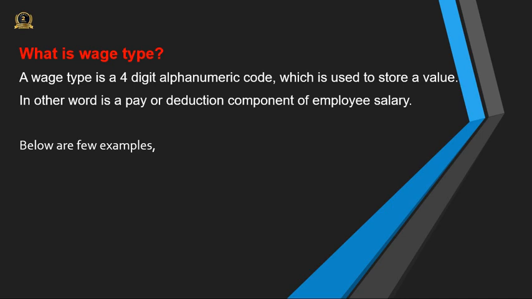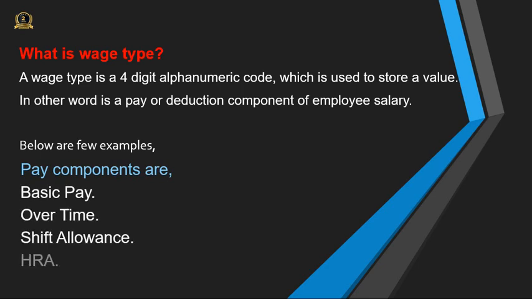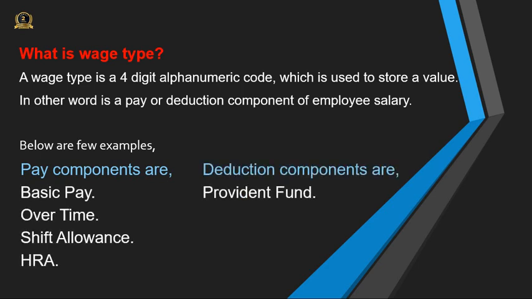Now, when we talk about earnings, we've got pay components like basic pay, overtime, shift allowance, and house rent allowance, HRA. On the flip side, there are deduction components such as provident fund, professional tax, and income tax.